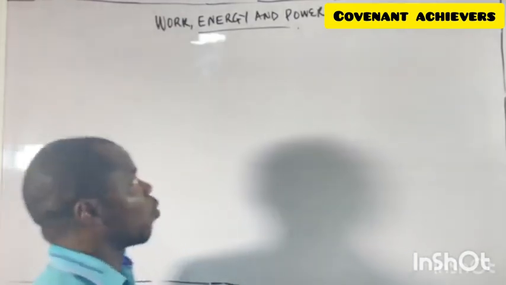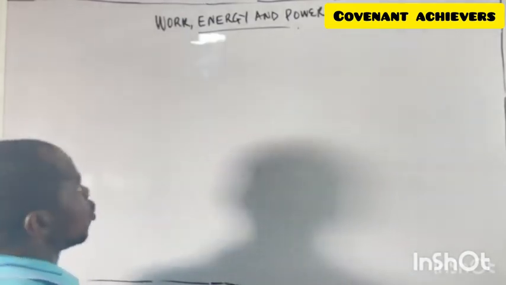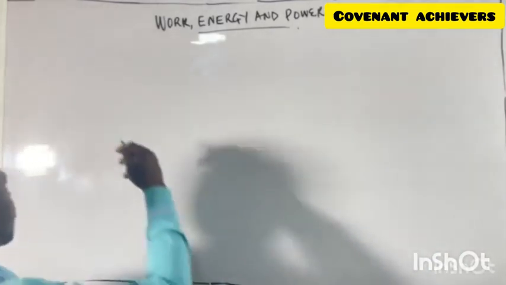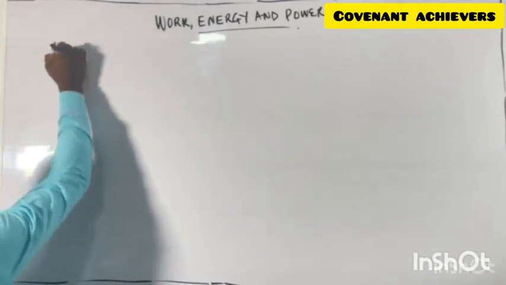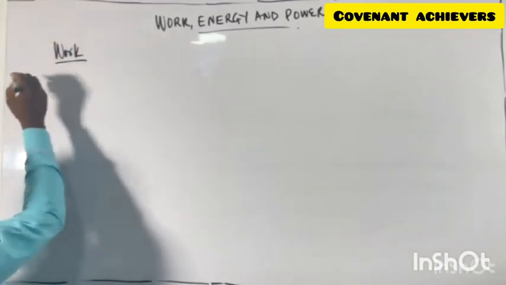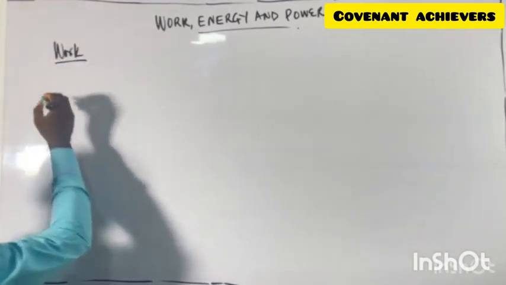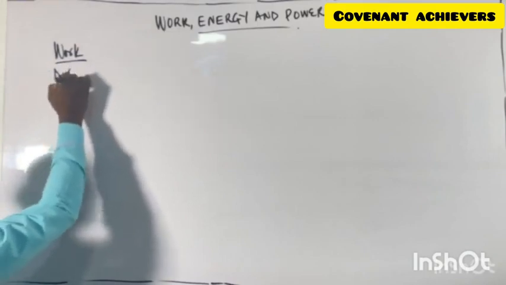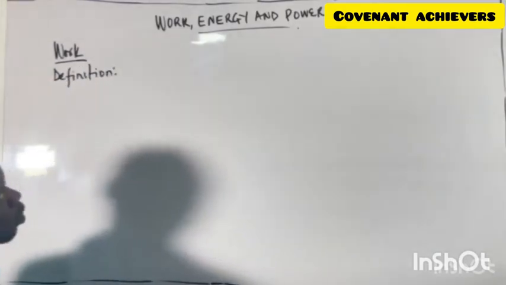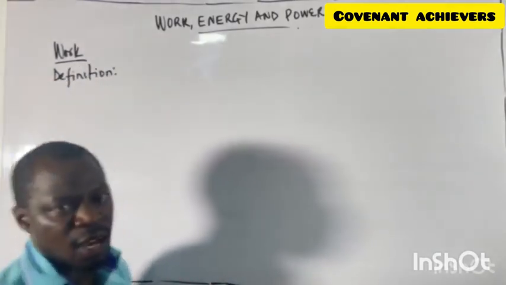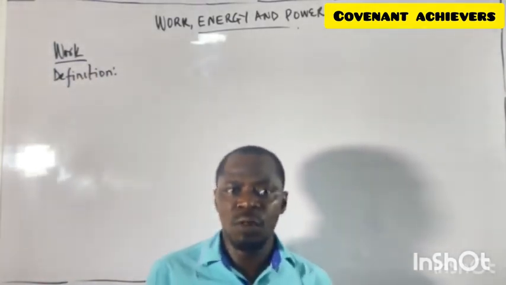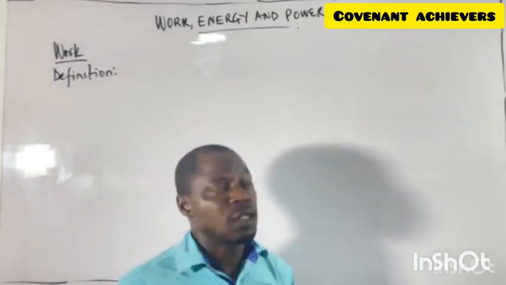Now, when you talk about work, energy, and power, what do we need to understand? Work first. What do we understand about work? We are going to look at that based on the explanation we are giving. Number one, let's talk about the definition of work. Work is said to be done when the point of application of force moves through a distance. What am I saying?